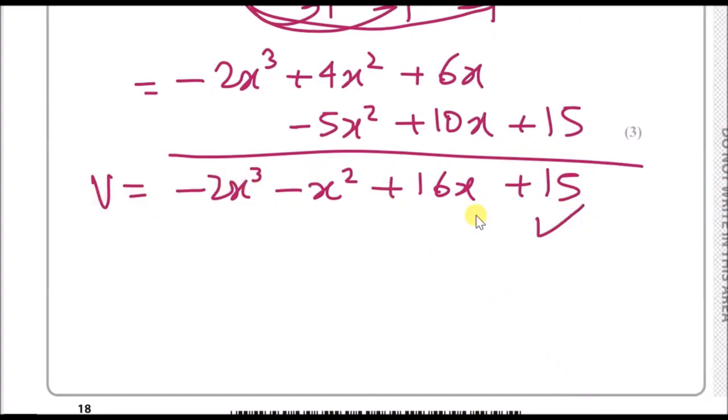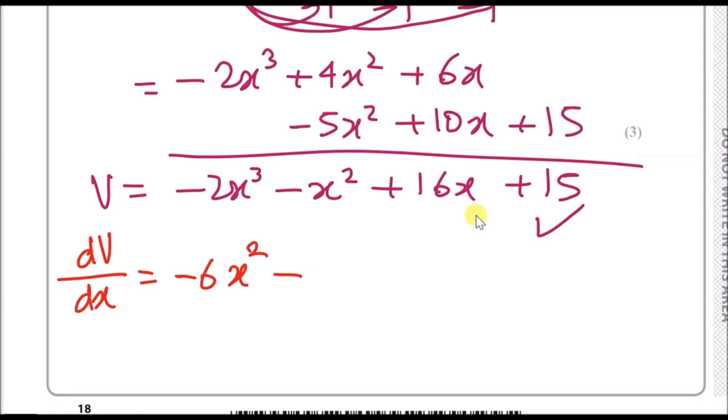So let's say now we want to find dV over dx. So differentiate volume with respect to x. To differentiate, guys, all you've got to do is drop the power down. So it'll be 3 times minus 2, which is minus 6. And subtract the power by 1, so you get 2.